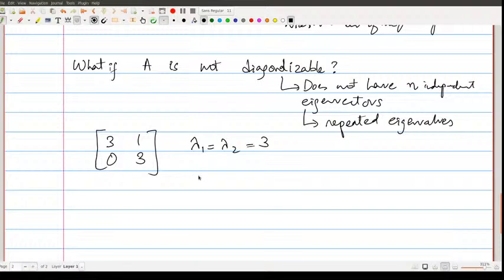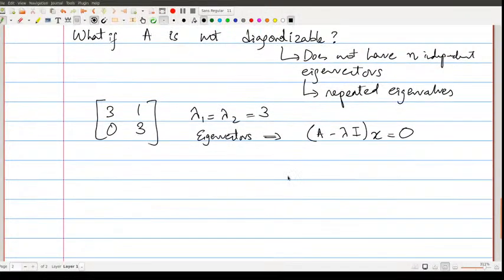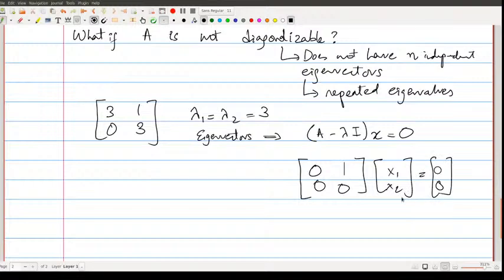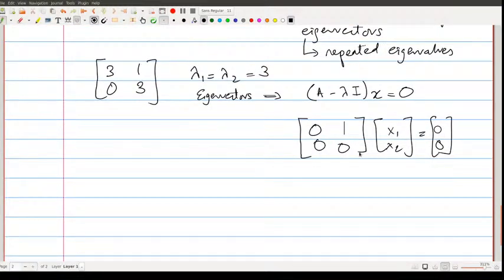So how do we find the eigenvectors? We do that by solving A minus lambda I x equals 0. So I'm looking for the null space of A minus lambda I. And so this matrix is just going to be 3 minus 3, 0, 1, 0, 0 times x1, x2 equals 0, 0. Now the second equation isn't telling me anything. It's just telling me 0 equals 0. And the first equation is telling me that x2 equals 0.